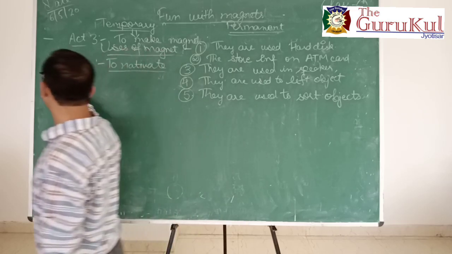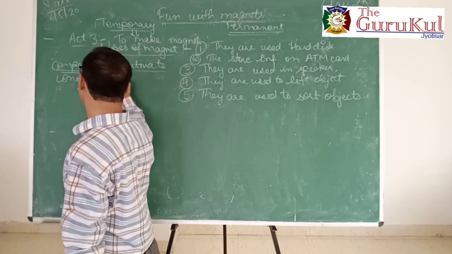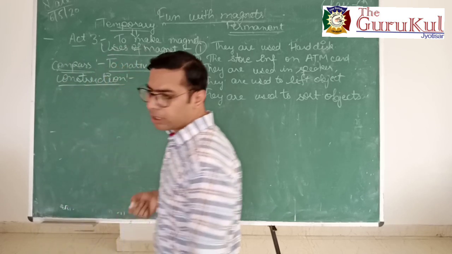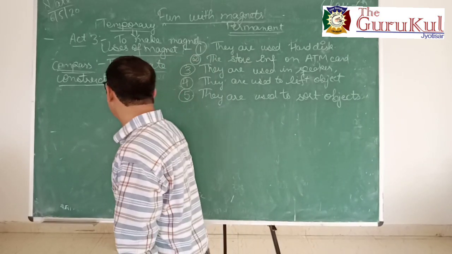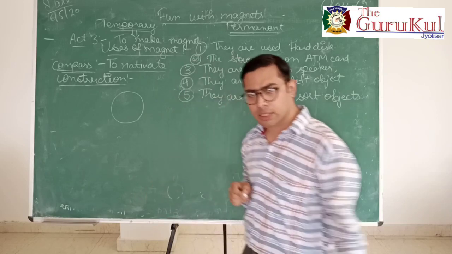Now we go to the construction of compass. Means how the compass can be made. Okay? Construction. Now in construction of compass, what do we require? We require a circular metallic box. We require a circular box. Okay?